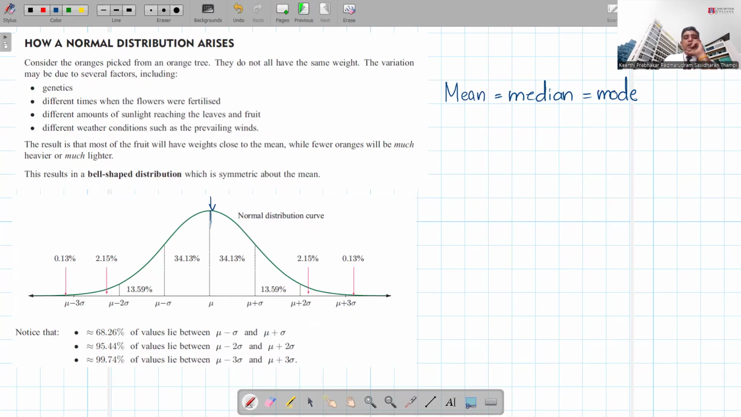Okay. Now, what does this diagram mean? What is the actual meaning of this diagram? That's what I'm going to tell you. For example, let's say that we found a height of 10,000 people.